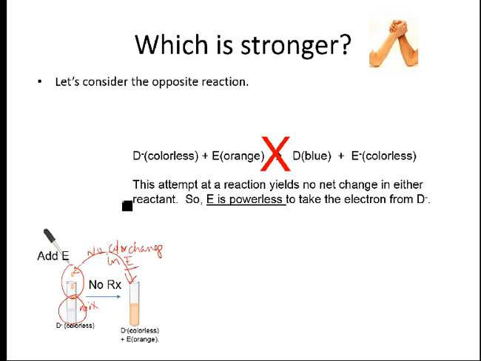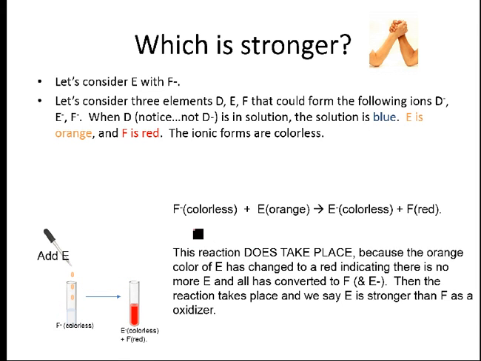So the reverse reaction of the D minus plus the E orange does not take place because there was no formation of blue color, which would mean that that reaction took place. E is powerless to take an electron from D, so it doesn't take place. So we say from this, D is stronger as an oxidizer than E. All right, let's consider what happens if you had E and F together.